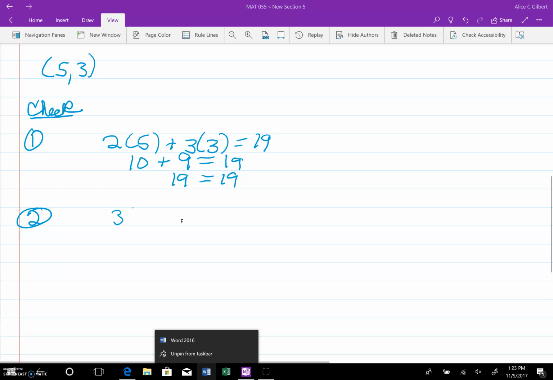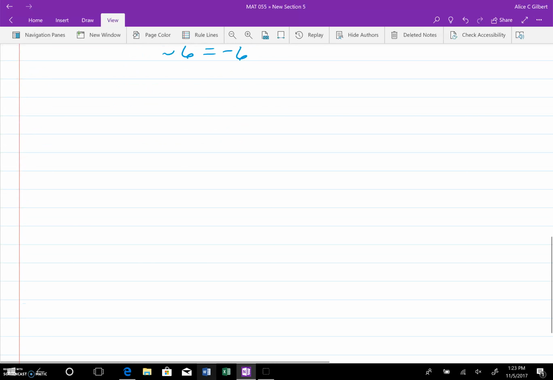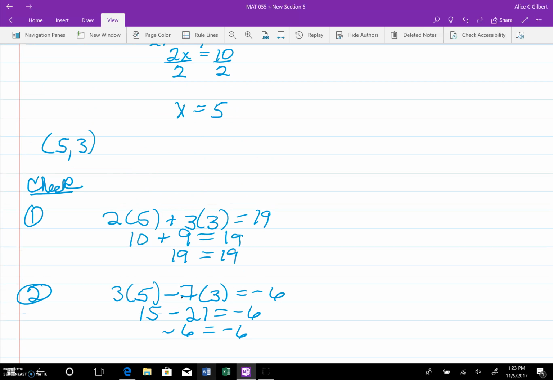Okay, so 3 times 5 minus 7 times 3 equals negative 6. Well, 3 times 5 is 15, and negative 7 times 3 is negative 21, and 15 minus 21 is negative 6. So negative 6 equals negative 6. And there we've got it. My final answer, the one point where these two lines cross, is 5, 3.